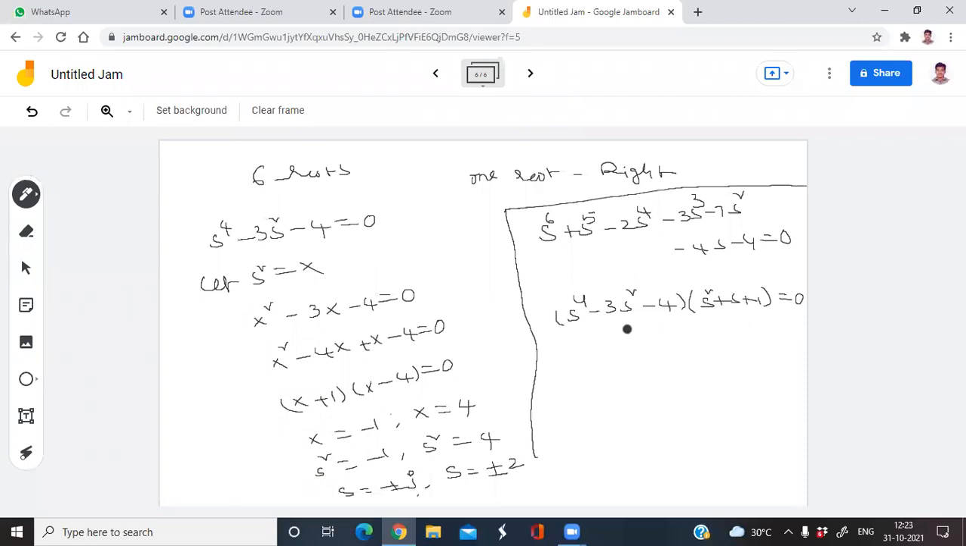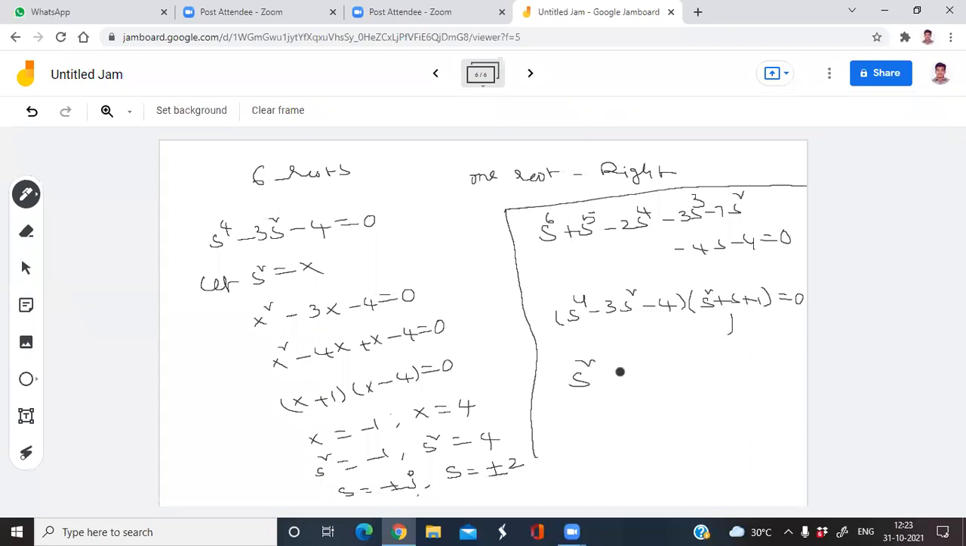Now s power 4 minus 3s square minus 4 into s square plus s plus 1 equal to 0. Write like this only whenever the question is find all the roots. Otherwise, no need to write this. If the question is to find the stability, no need to go for this. If the question is find the roots, at that time you have to find all the roots. So 4 roots are completed: plus j, minus j, plus 2, minus 2. Now for the remaining 2 roots.